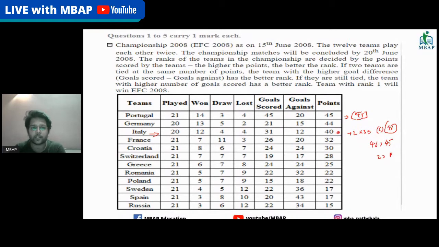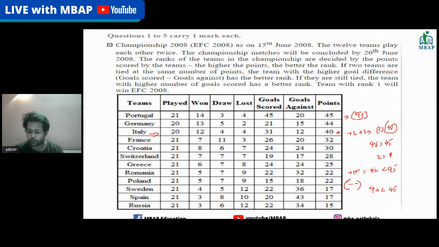But what if Italy draws both the matches? In that case, it's going to be plus one each, and the value will be 42. 42 is less than 45. What happens if Italy loses both the matches? The final points will be 40, and 40 is also less than 45.